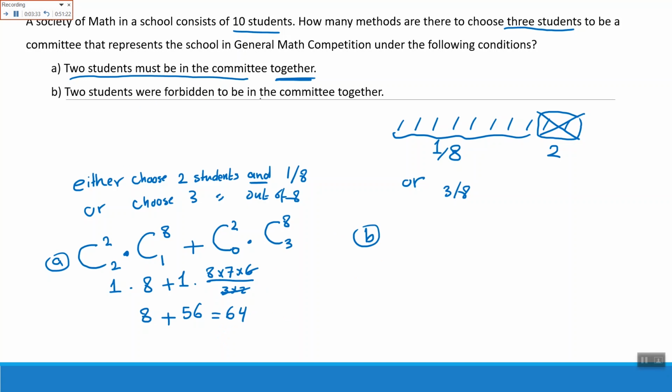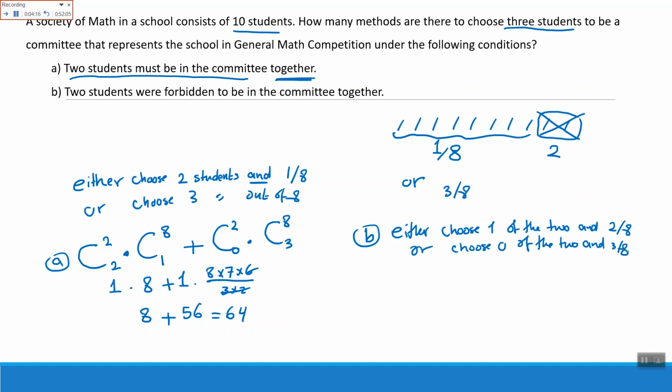2 students are forbidden to be in the committee together. So they can't be in the committee together. If I choose one of them, I can't choose the other one with him. So again, either choose 1 of the 2 and 2 out of 8, or ignore them. Choose 0 of the 2 and 3 out of 8.